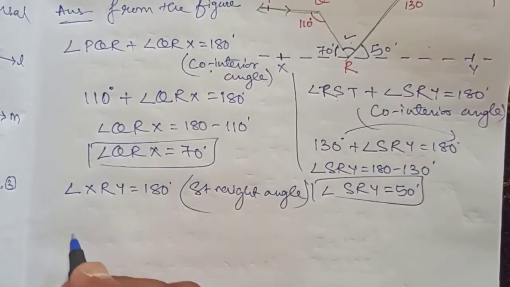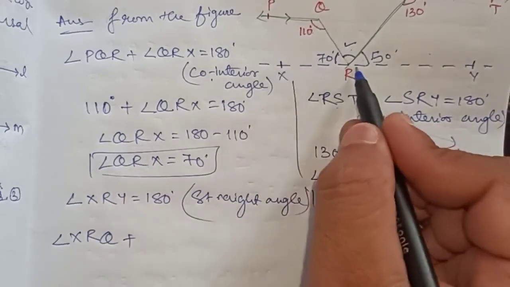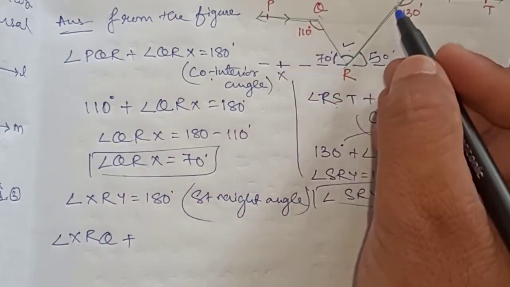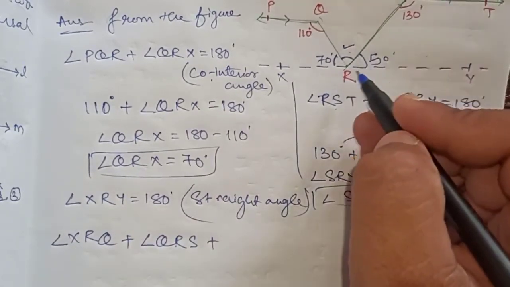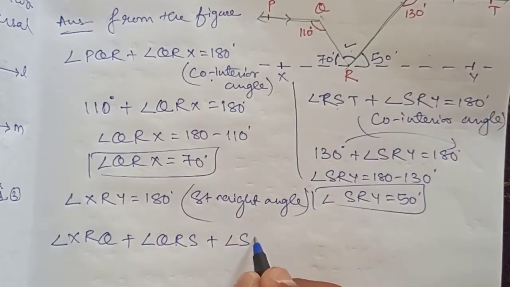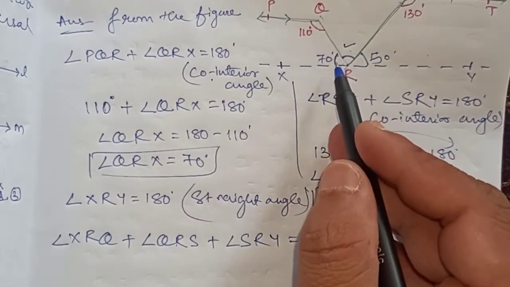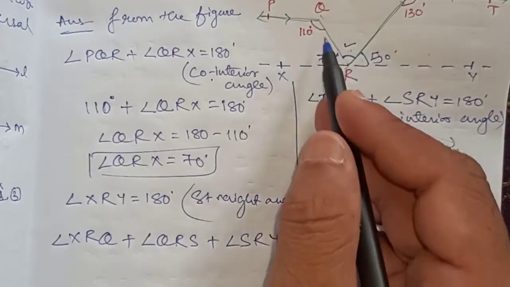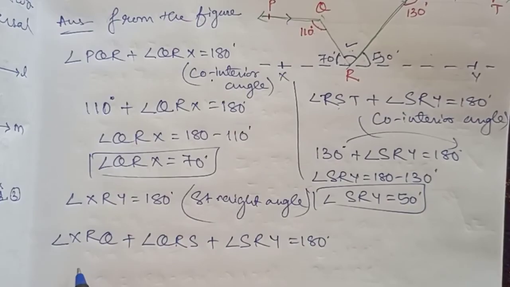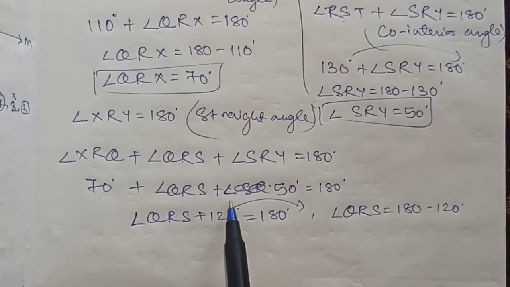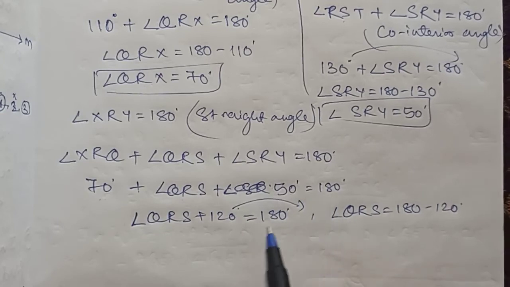In XRY there are three angles: XRQ, this plus QRS plus SRY equals 180 degrees. This angle is divided into three parts: XRQ, QRS, SRY. XRQ how much? 70 degrees plus angle QRS plus 50 degrees. In place of SRY we will substitute 50 degrees, equals 180 degrees.